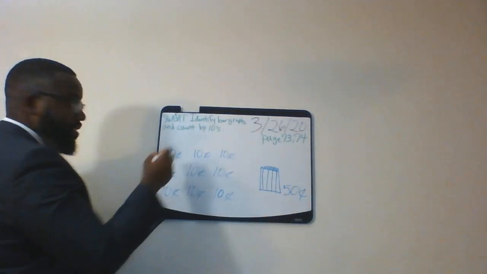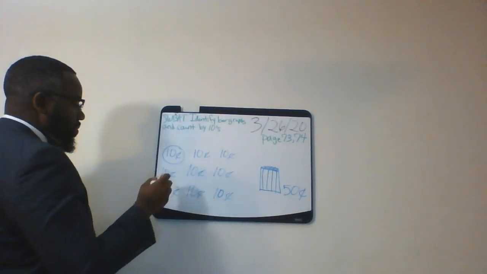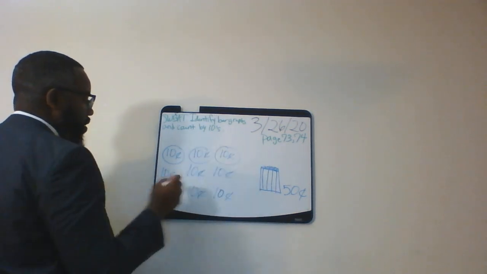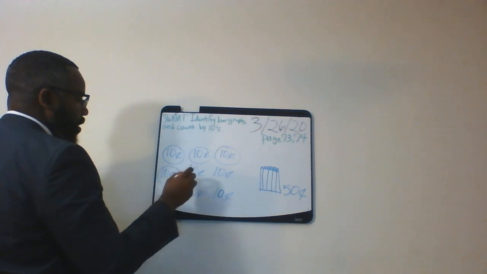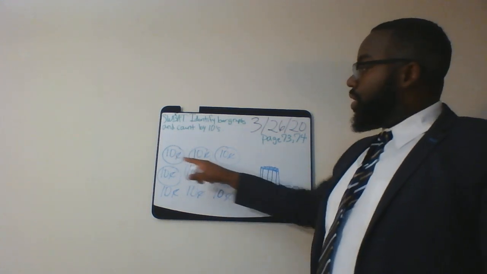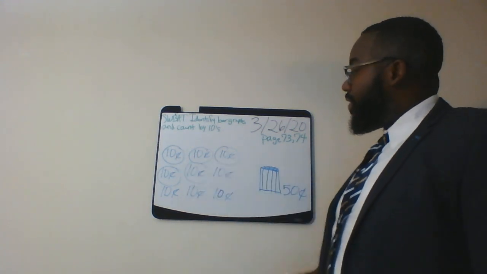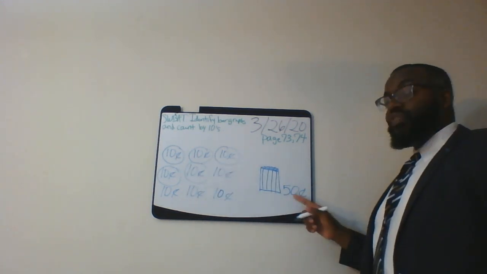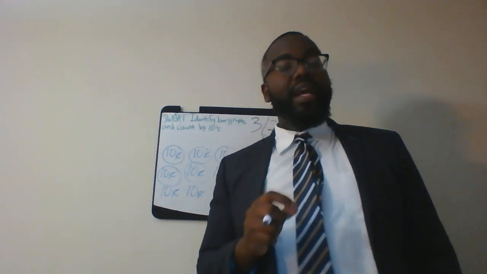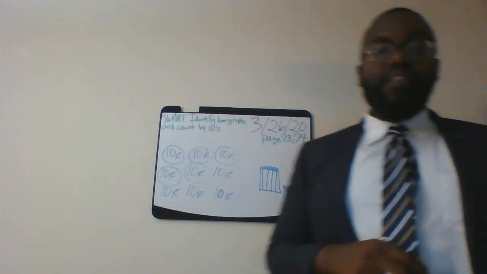Let's start counting by tens. 10, 20, 30, 40, 50. So let's see how many dimes did I circle. 1, 2, 3, 4, 5. So 5 dimes equals 50 cents. So when you look at the popcorn, make sure you circle the right amount of dimes to equal 40 cents.